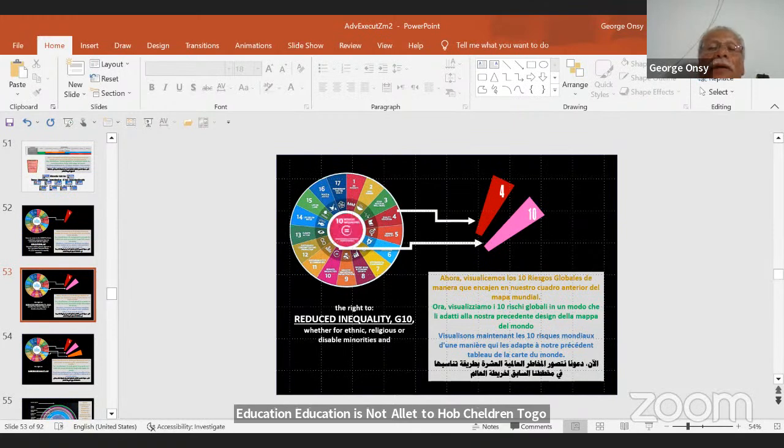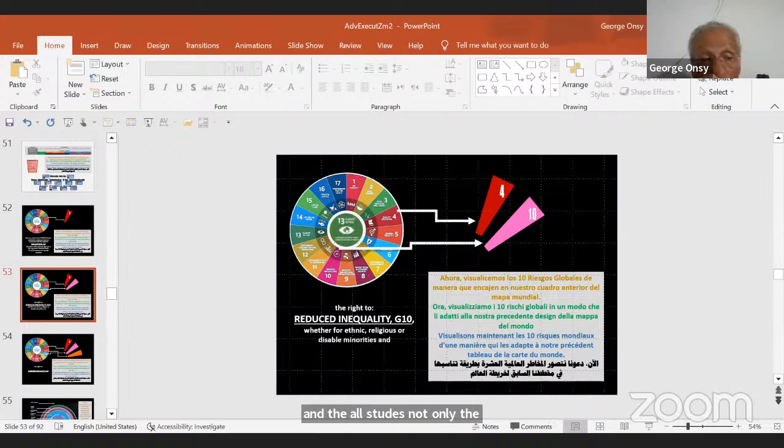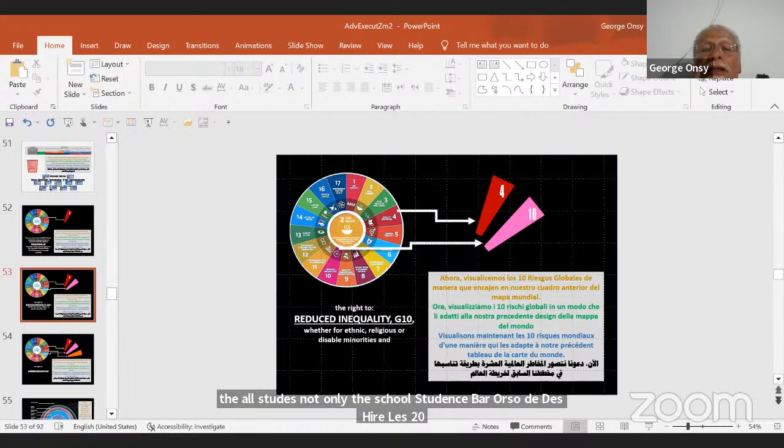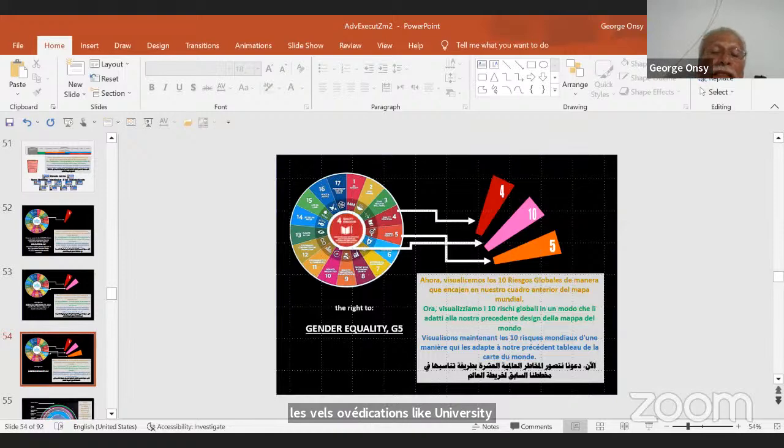Okay, and all students, not only the school students, but also the higher levels of education, like university and institutes and high schools, can help the generations to spread peace and harmony.